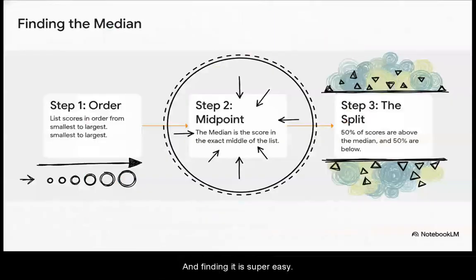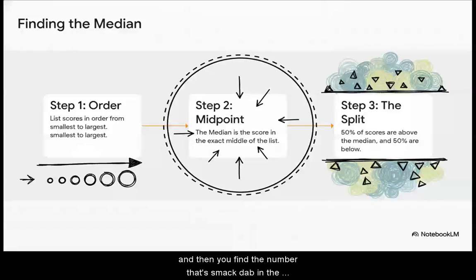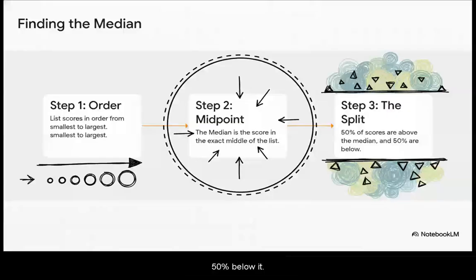And finding it is super easy. You just line up all your scores in order from the smallest to the largest, and then you find the number that's smack dab in the center. That's your median. It splits the whole group perfectly in half, so you have exactly 50% of the scores above it and 50% below it.